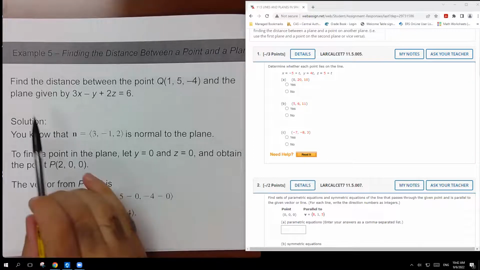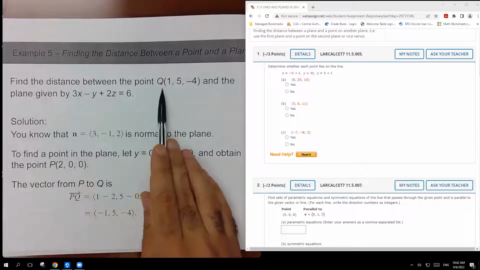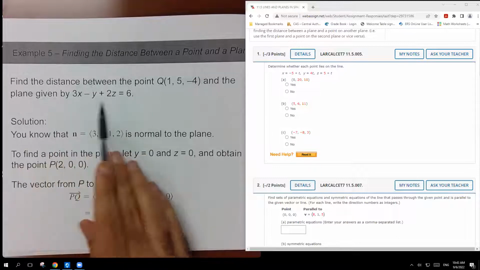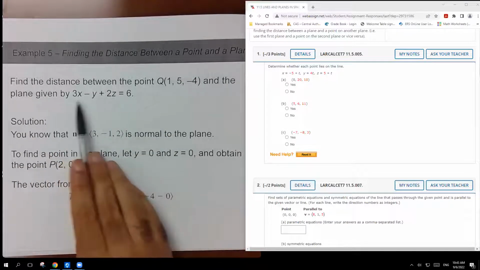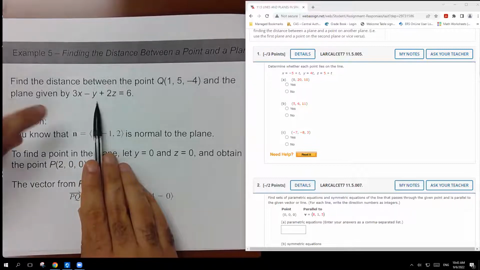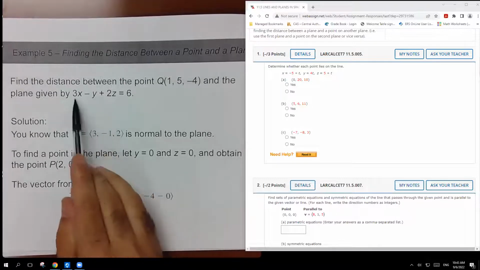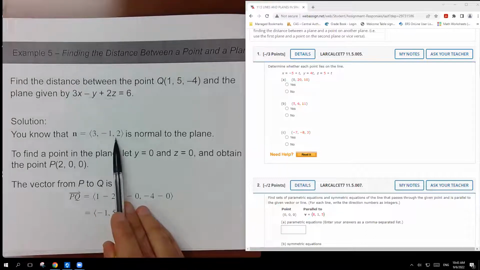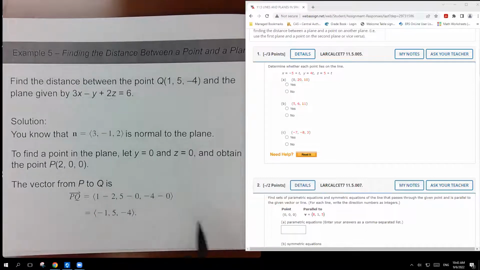Here's an example. Find the distance between the point Q and the plane given by this equation. Q is outside, and here's the plane. Where's the normal vector? That means A, B, C is the normal vector. Here's A, here's B, and here's C. So this is the normal vector to the plane, which is orthogonal to the plane.